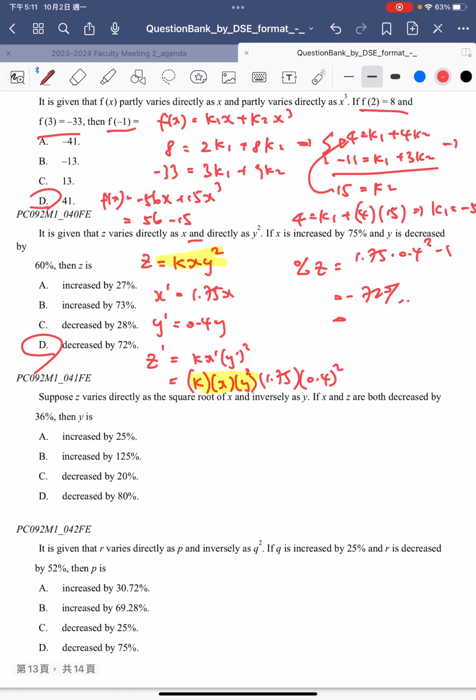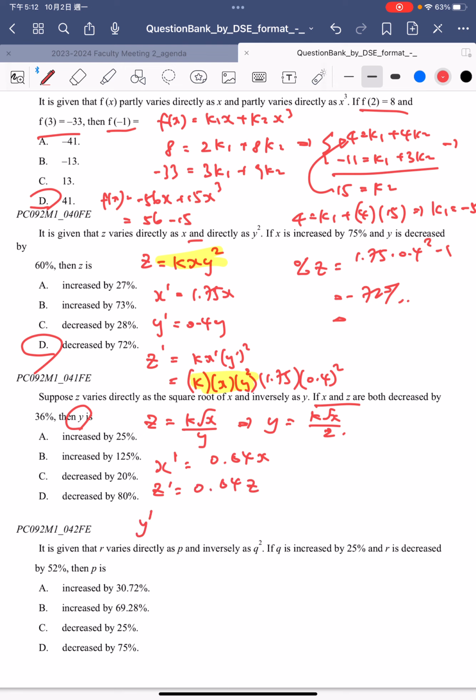So we have z directly proportional to the square root of x, so z is k square root of x, and inversely as y. Both x and z are decreased by 36%. What we want is y. So first of all, make y the subject. Then we have y equal to k square root x divided by z. Now x is decreased by 36%, so the new x is 0.64x. And z is decreased by 36% as well, so the new z is 0.64z.